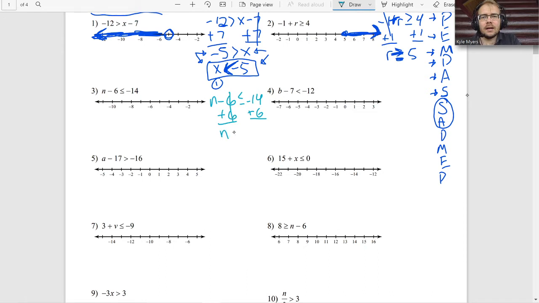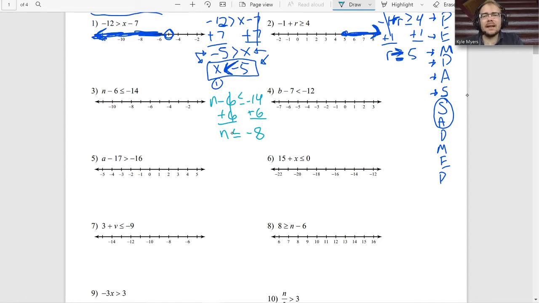Okay. N is less than or equal to, and then -14 plus 6. I'm going to be subtracting because the signs are opposites. So I'm going to subtract 14 minus 6. That would be 8, but I need it to be -8 because I had to switch the signs in order to subtract. Or I take the sign of the bigger number. 14 is bigger than 6, so the sign of 14 is negative. The sign of the answer is going to be negative.